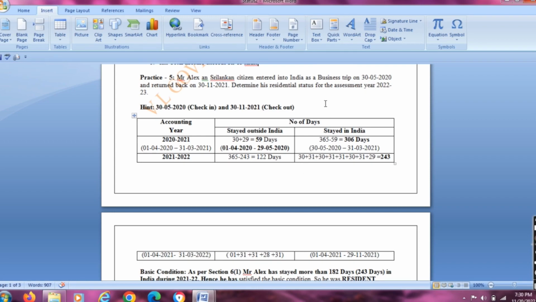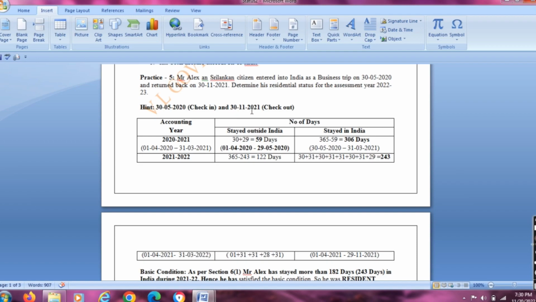First of all, we have to go for the in-out. On 30th May 2020, he entered India, and on 30th November 2021, he moved away. So based on our residential status calculation table, during 21-22, he stayed in India 243 days, and during 2020-21, he stayed 306 days in India. Based on this, we have to apply the basic condition.